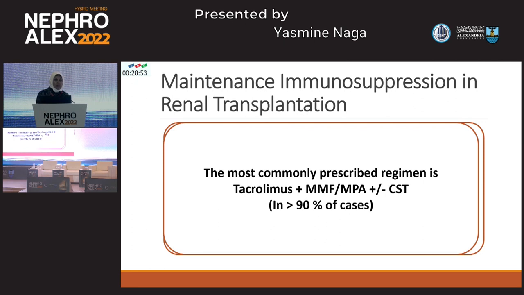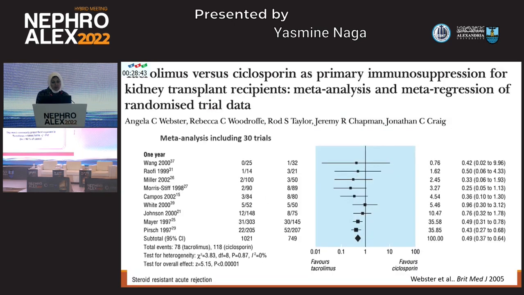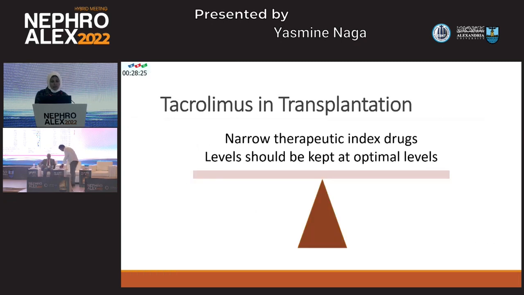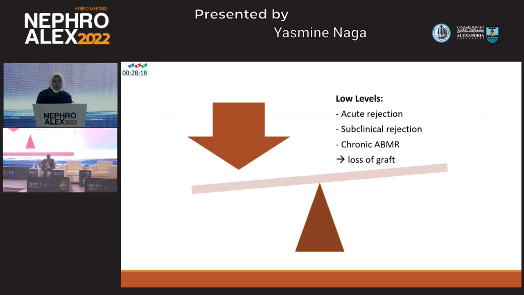But by far, the most common regimen used is tacrolimus plus MMF or MPA plus or minus corticosteroids. It's used in 90% of cases, and this has been the case after multiple trials, including this meta-analysis that pooled together over 30 trials that found that steroid-resistant acute rejection is less common with tacrolimus compared to cyclosporin. But tacrolimus, as cyclosporin, has a narrow therapeutic index, and levels should always be kept at an optimal level.